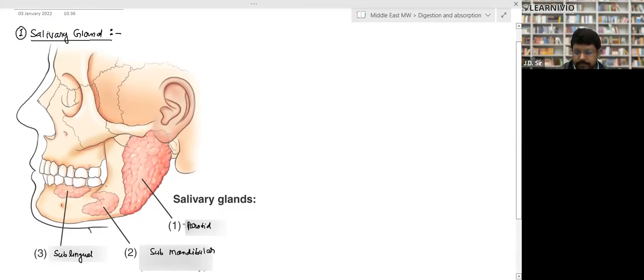So please start noting down. The salivary glands are of 3 pairs: that is parotid, sublingual, and submandibular. Let's stop.